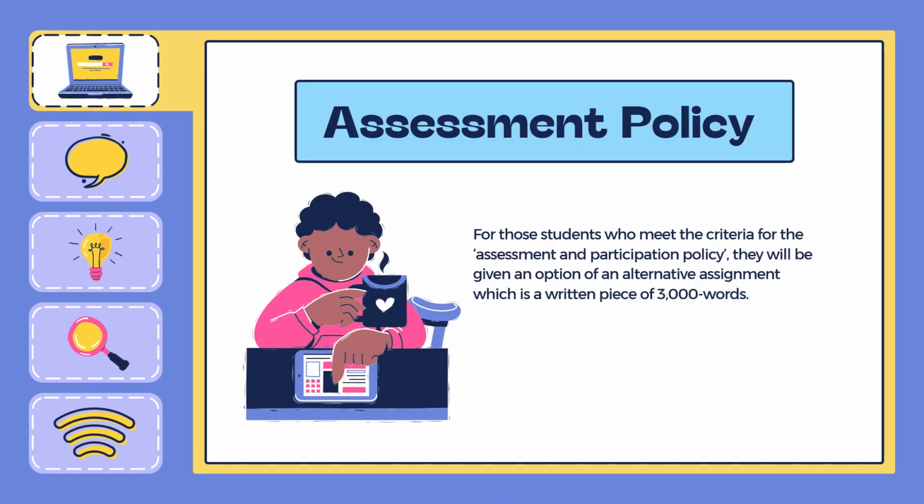For those students who meet the criteria for the assessment and participation policy, there is an option of an alternative assignment, and this is submitting a written piece of 3,000 words rather than the visual presentation. If this is your case, and if this is a choice and an option you want to focus on, please discuss your assignment idea with the tutor.